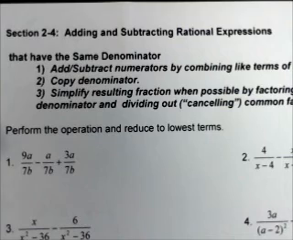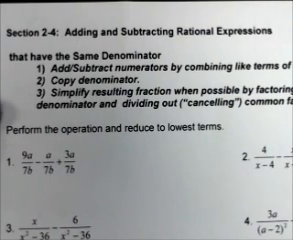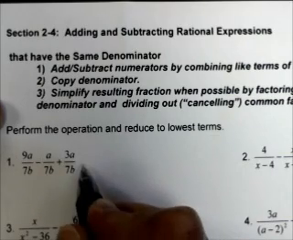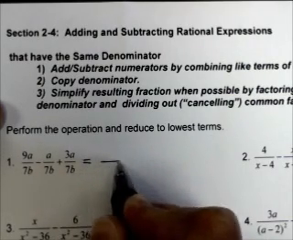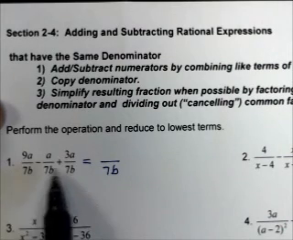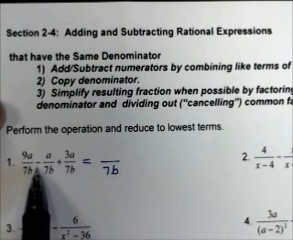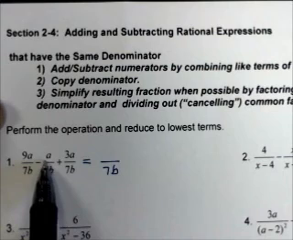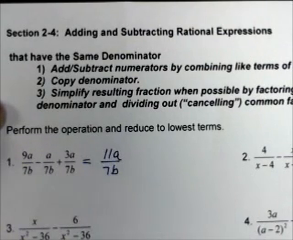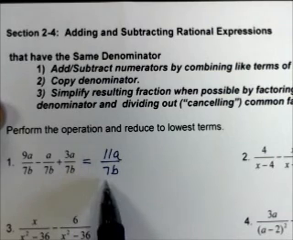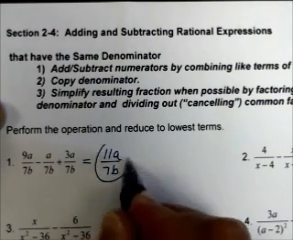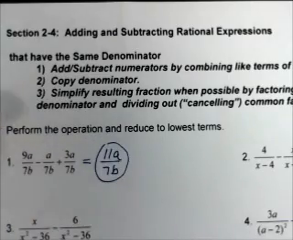So, number 1, for our rational expressions here, all three have the common denominator of 7b. I always like to copy the denominator first. Okay, and now combine like terms in the numerators. Well, we have 9a subtract 1a is 8a, plus 3a is 11a. Now we look, can we simplify this fraction? No. So that's our answer.